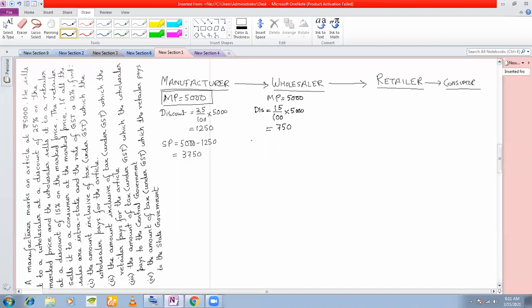And therefore, what is his selling price? It is 5,000 minus discount. Mark price minus discount. So he is selling it at 4,250. Fine. So we've got the selling price of the wholesaler. Let's now come to the retailer. The next sentence says the retailer sells it to a consumer at the mark price. Now here, the selling price of the retailer is equal to mark price, which is 5,000. This is very direct. Now we've got the selling price of the retailer also.